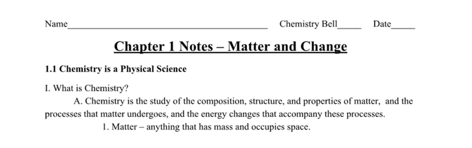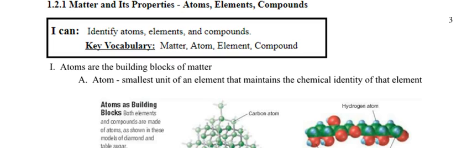Let's turn to the next section, which is, I think, 1.2.1. So hang on. So here we are. We are in section 1.2.1, matter and its properties. Keep in mind, what is matter? Matter is anything that has mass and takes up space. So what is matter? Well, matter can be defined as atoms or elements or compounds. Those all have mass and take up space. So we are going to define atoms, elements, and compounds, and there's our key vocabulary.